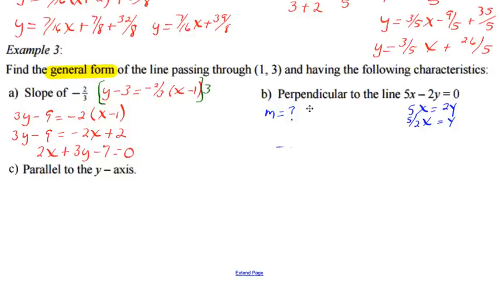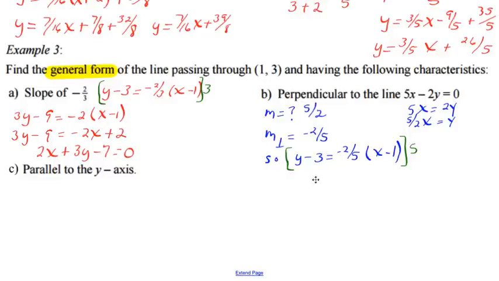So now we know that our slope is 5/2, which means the perpendicular to this line would be the opposite reciprocal, or negative 2/5. So now we have the slope of the line, and it's going to go through that point. So we're going to go ahead and start with y minus 3 equals negative 2/5 times (x minus 1), using m as our slope of negative 2/5 and using this point.